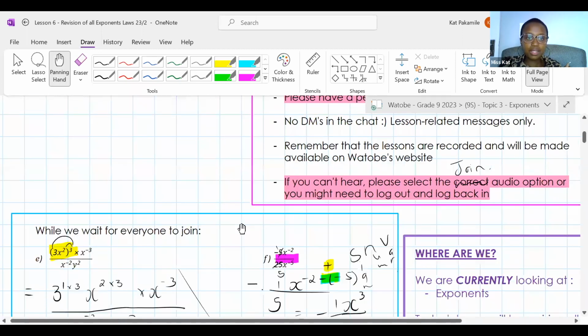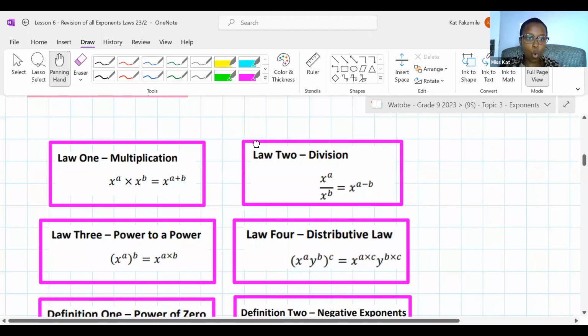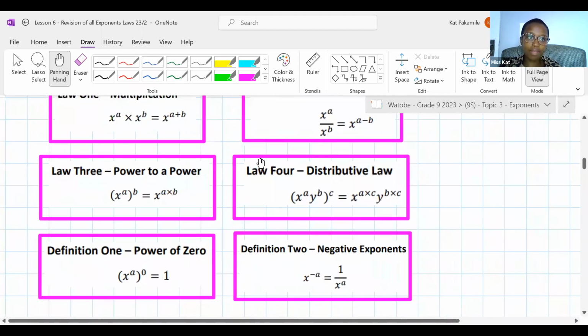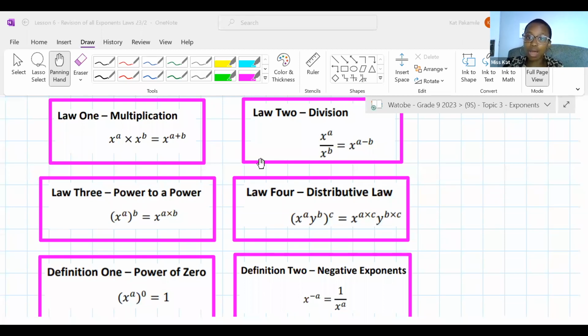Okay, we're still doing exponents, and in today's lesson, we are talking about consolidating all the rules and the laws. So it's going to be a lot like the 2 questions we just did right now, because it's a combination of all our laws. Before we do that, we obviously have to go through the rules and remind ourselves.